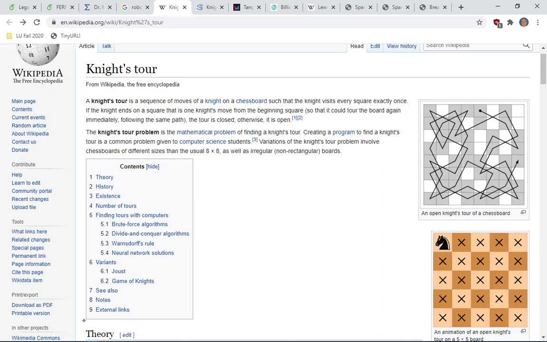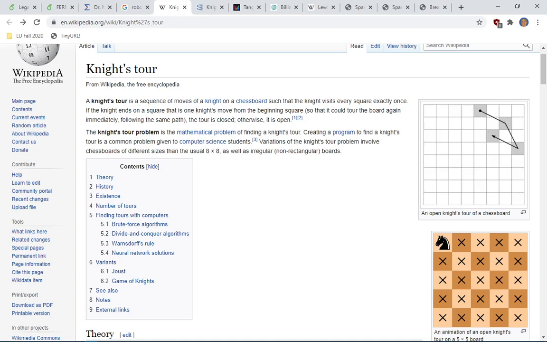The question is, well, is such a thing possible? And if so, how can we arrange it? So for example, you see in this one, this is a 5 by 5 board, and the knight goes through all these stops. And this is the standard chessboard where some trajectory of the knight is shown here.